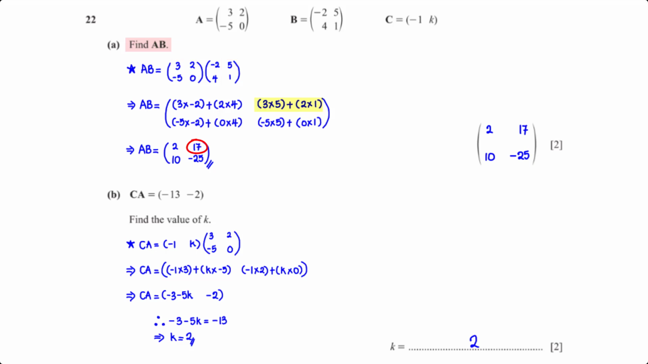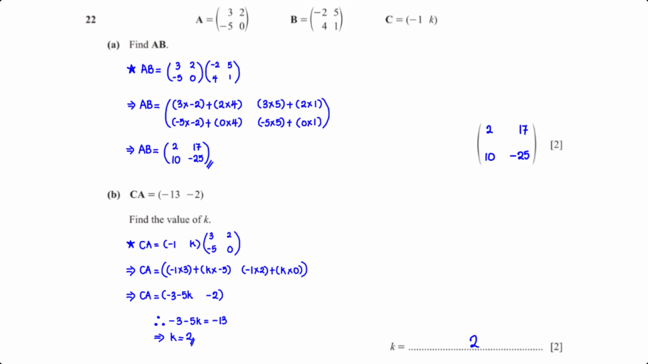This gives us 17. For the number in this position, we multiply the elements in row 2 of matrix A with the elements in column 2 of matrix B. This gives us negative 25. And so we have 2, 10, 17, negative 25.